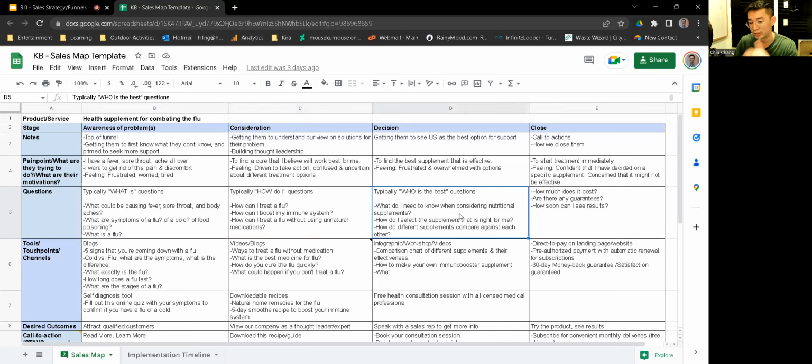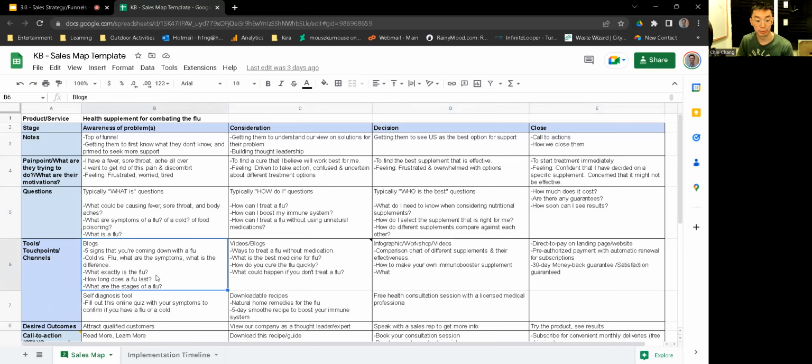In the decision stage, they're thinking about vendors. So it's usually who is the best kind of questions, right? It might not directly be manifested that way, but the examples here you see is, what do I need to know when I'm considering nutritional supplements? How do I select the right supplement that's right for me, that addresses the who is the best kind of thing, right? How do different supplements compare against each other? And in the close stage is typically product related questions or service related questions. How much does it cost? Are there guarantees? What if I don't see results? Those kind of things.